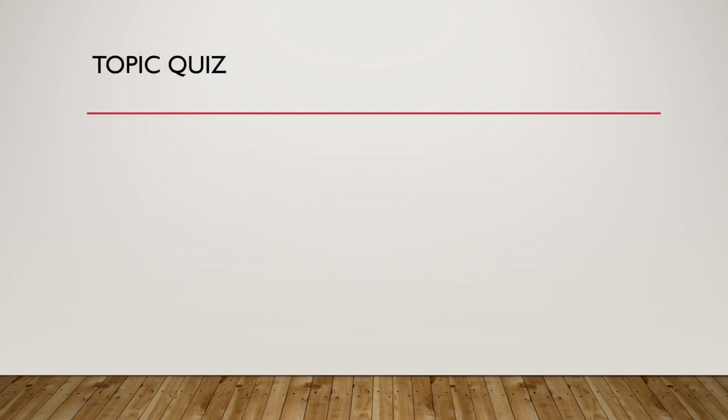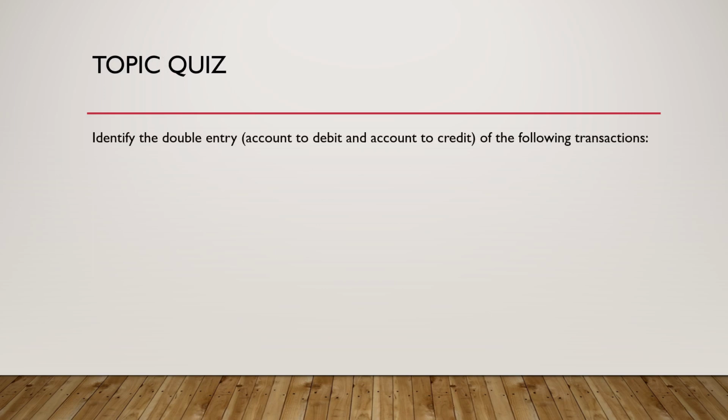Topic quiz. Take 2 minutes to answer the following questions to see if you understood the previous lesson. Write your answers on a separate paper or page in your exercise book. Identify the double entry, account to debit and account to credit of the following transactions.